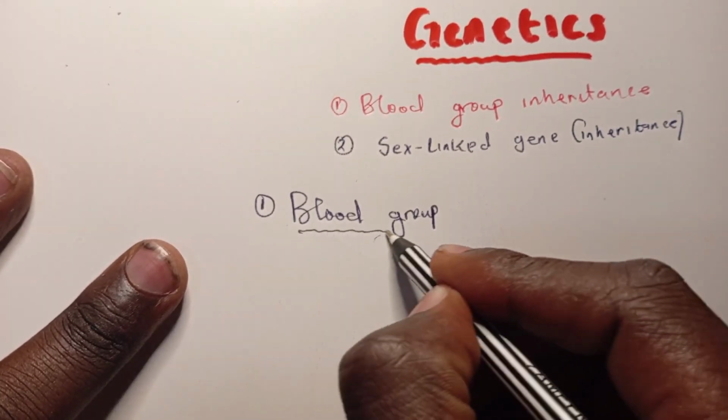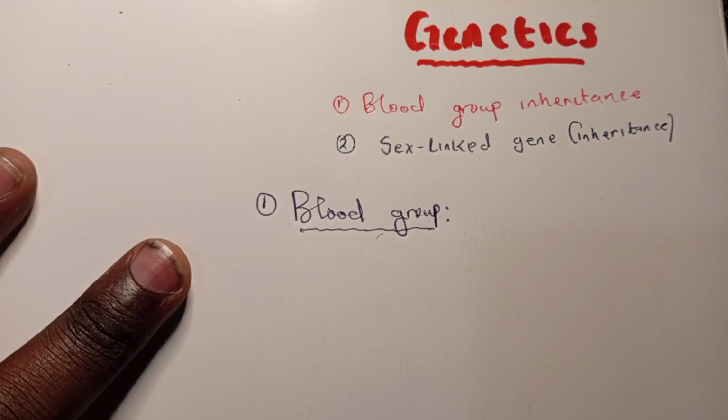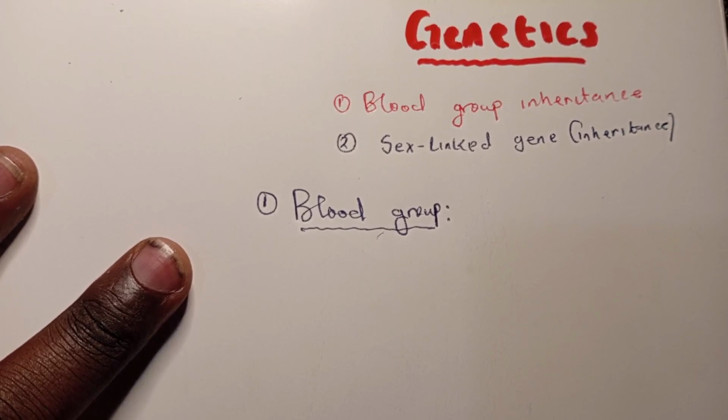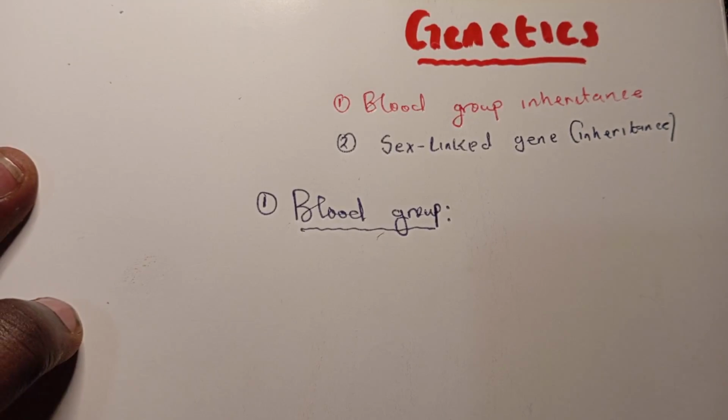Now a blood group is just a way of categorizing the type of blood a person has, based on the antigens that are found on the red blood cell. That's the simplest definition that we can give under blood group. Just a way of categorizing or grouping different types of blood, based on the antigens that give us the type of blood group.